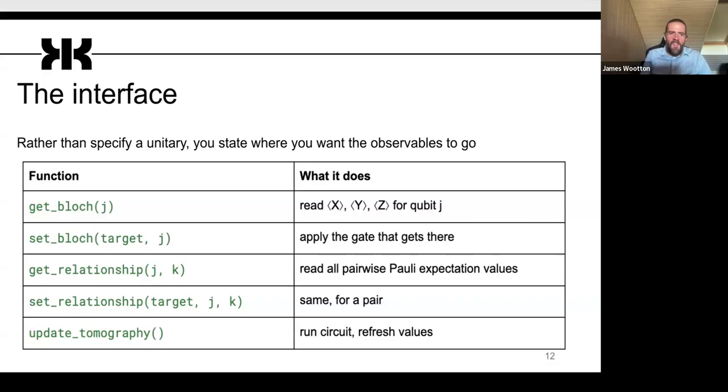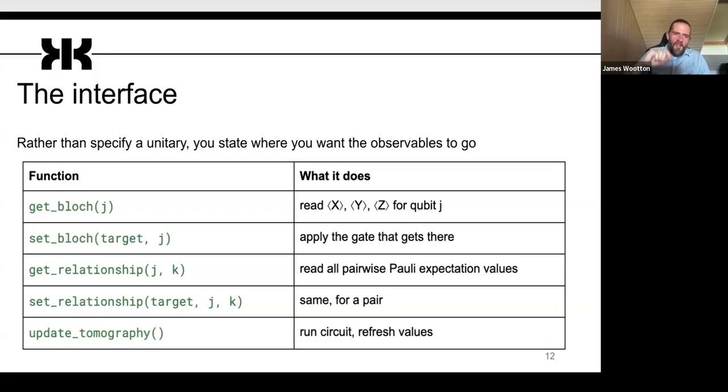If you're saying just XX equals +1, that doesn't fully specify what the state is. So what do you do about all of the other expectation values? Maybe you should keep them the same as much as possible, which is actually what is done in this. And then update tomography is a thing you have to do every now and again.